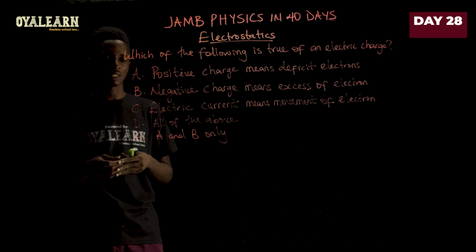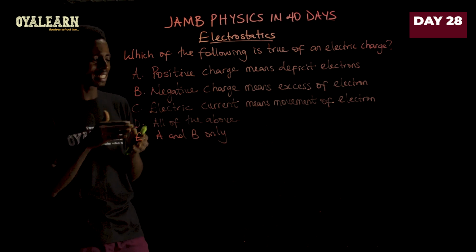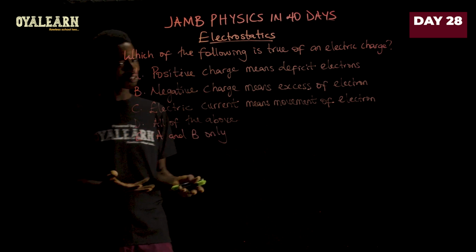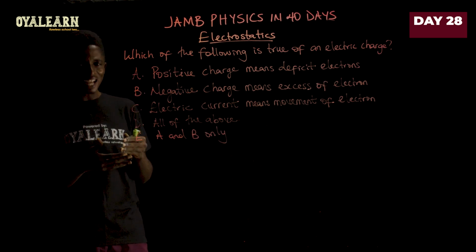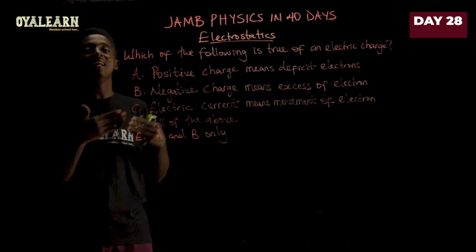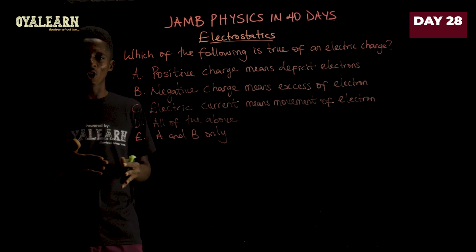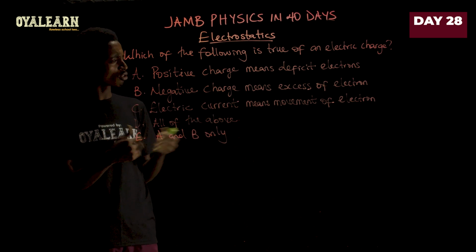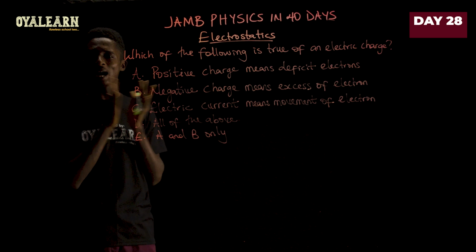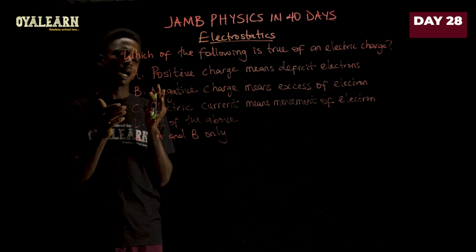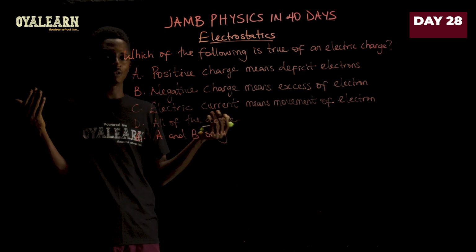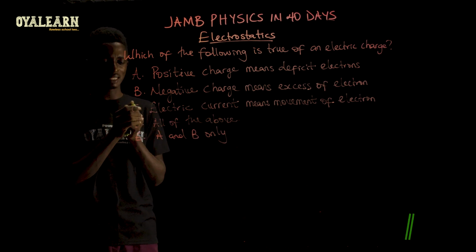Let's check out what C says. C says electric current means movement of electron. That is also true, because electrons in motion is actually what we call electricity. So electric current is electrons flowing. So that is also true. A, B, and C are true about electric charge. And D says all of the above. So yes, A, B, and C is correct. So all of the above is also right in this case.